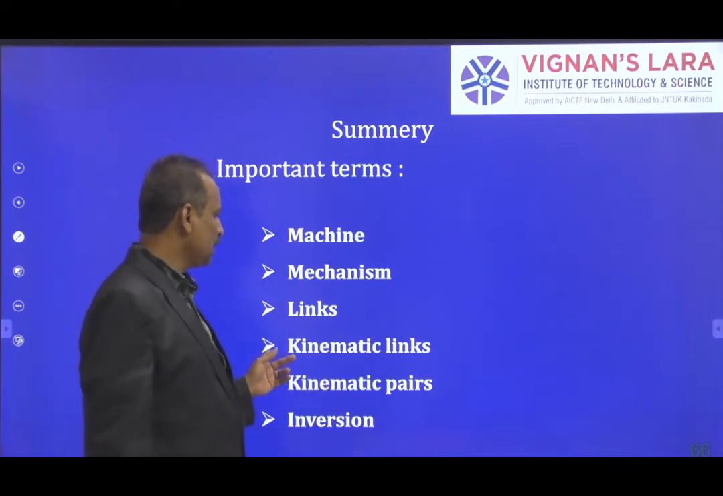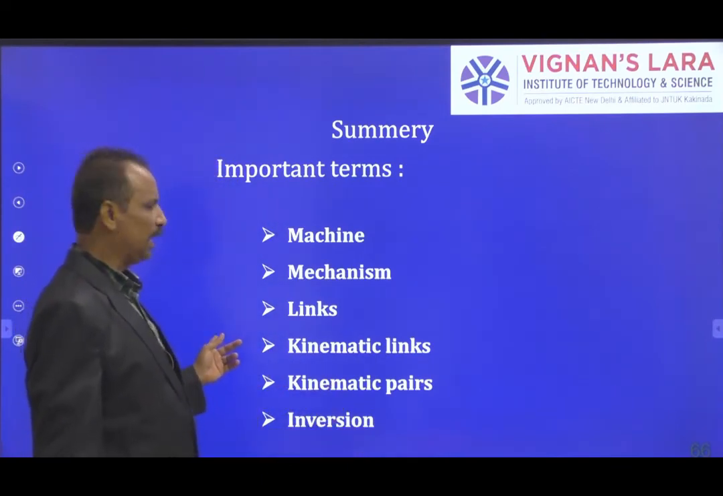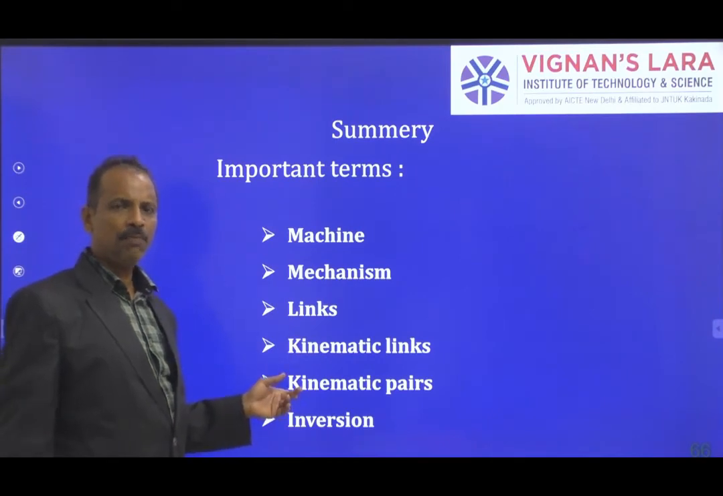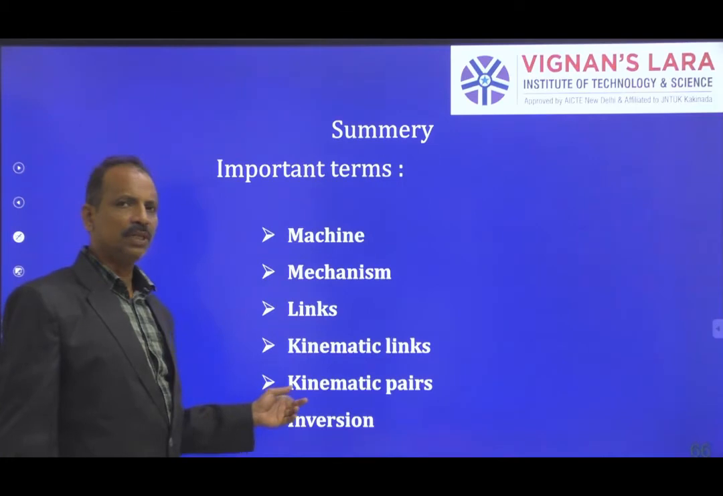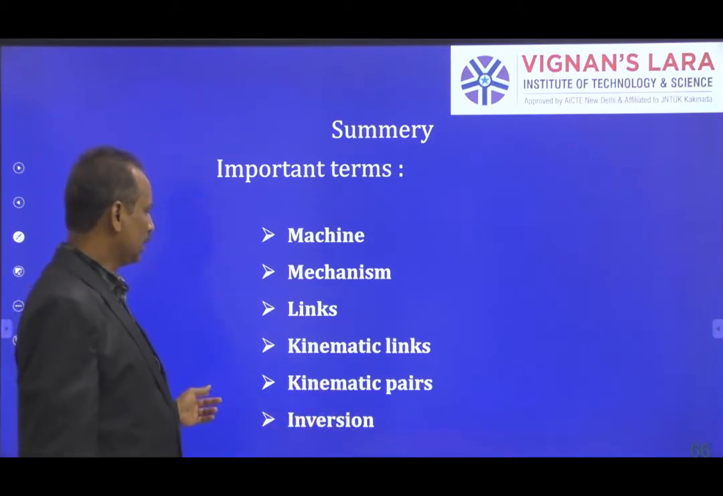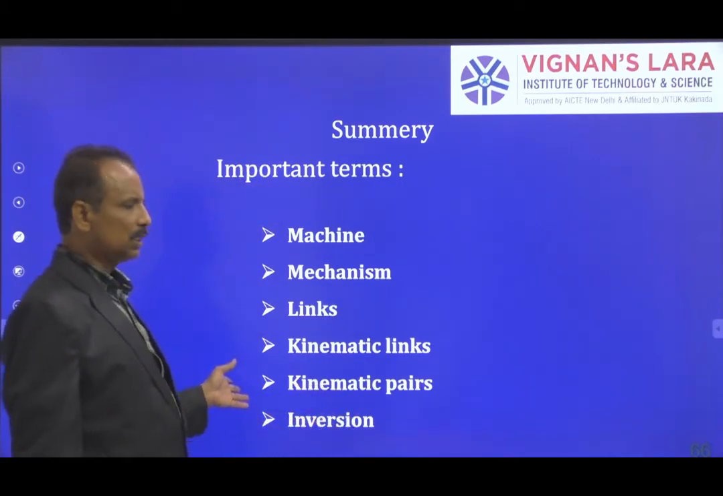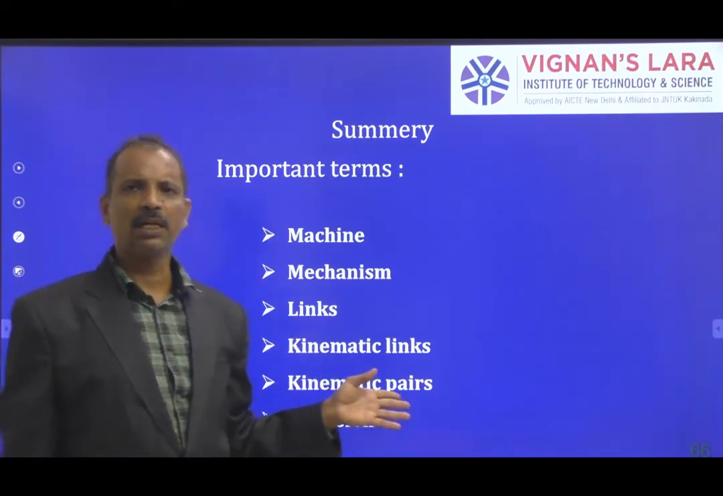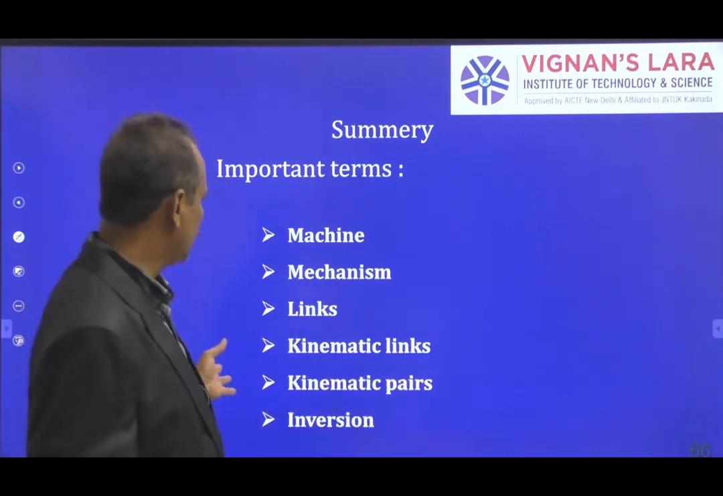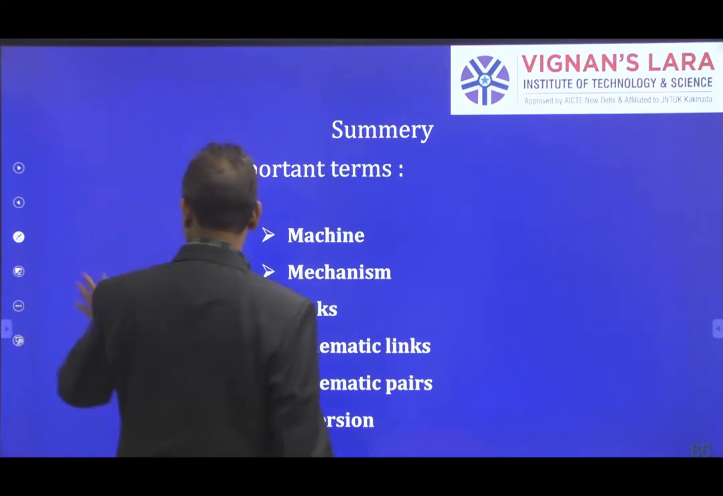By fixing one of the links in a kinematic chain, we get a mechanism. By changing the fixation of the links, we get different inversions. That is what we discussed in the last 3 lectures: the four-bar chain, single slider crank chain, and double slider crank chain. All are inversions of these.